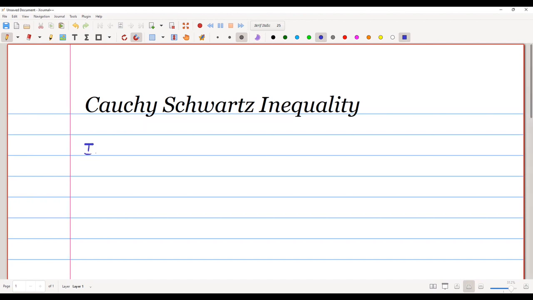If u bar and v bar are two vectors in an inner product space, then we can show that the magnitude of the inner product of u bar and v bar is always less than or equal to the norm of u bar multiplied by the norm of v bar. So let us see how to prove it now.